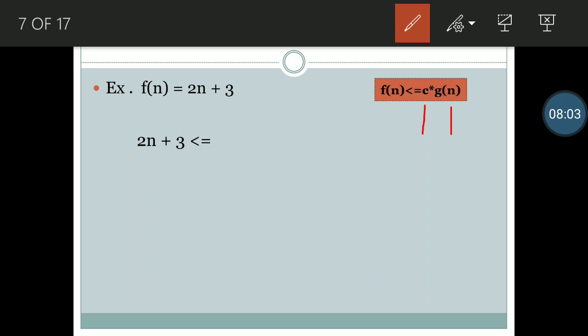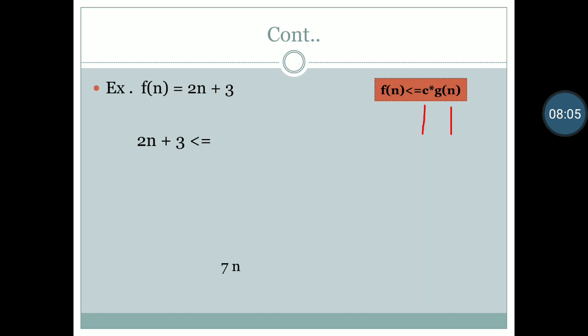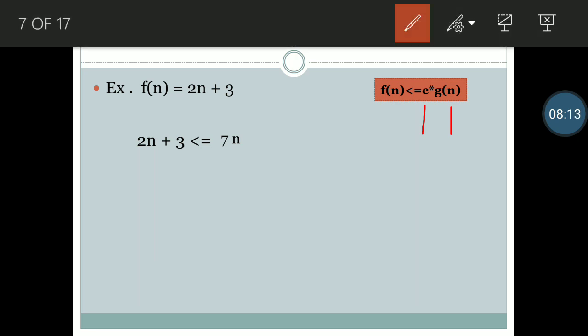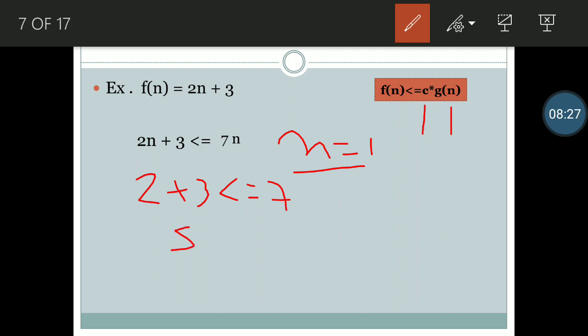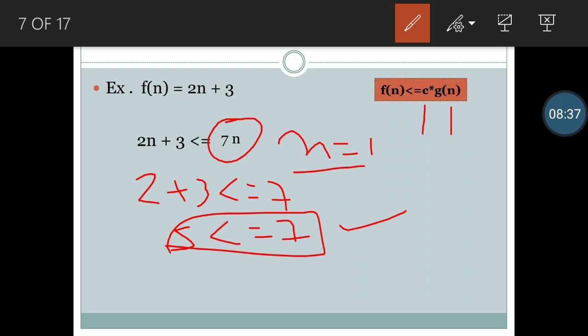So we have put here 7n. For checking 2n plus 3 is less than or equal to 7n, if we put n equal to 1 here, our value will be 2 plus 3 less than or equal to 7. So 2 plus 3 is 5, less than or equal to 7. This will be true. So we can put here our value 7n.